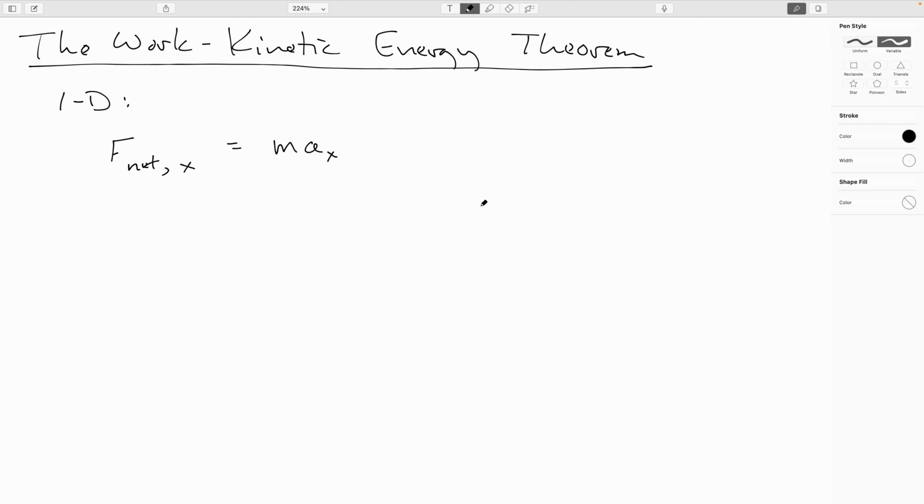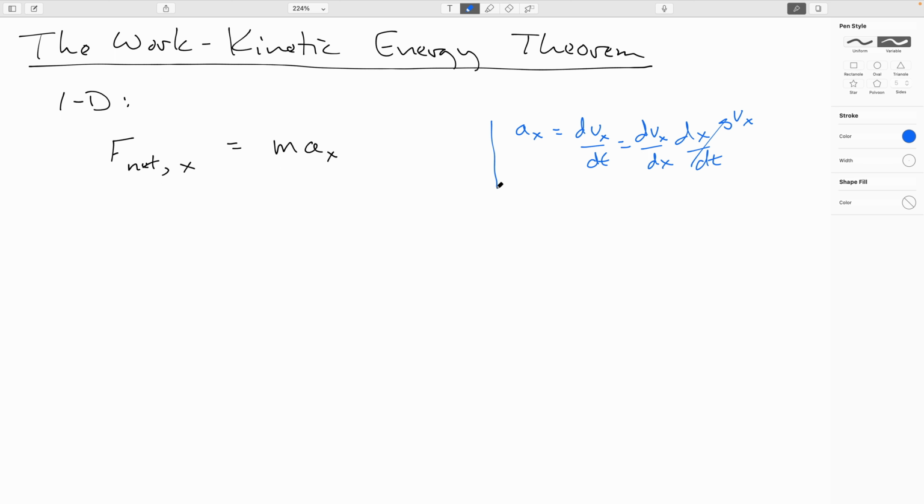Now, I'm going to do a little math trick here. This comes from the chain rule in calculus. So if we take a look at the x component of the acceleration, by definition, that is the time derivative of the x coordinate of the velocity. Now, by the chain rule, I can instead write this as dvx/dx times dx/dt. But dx/dt is the x component of the velocity.